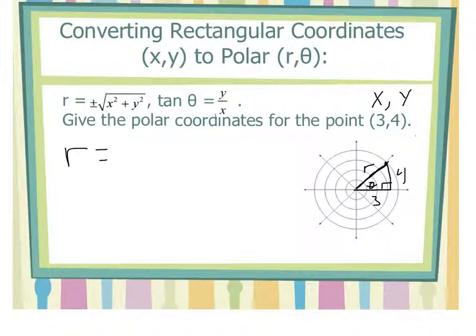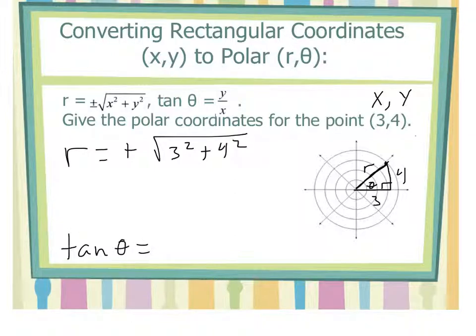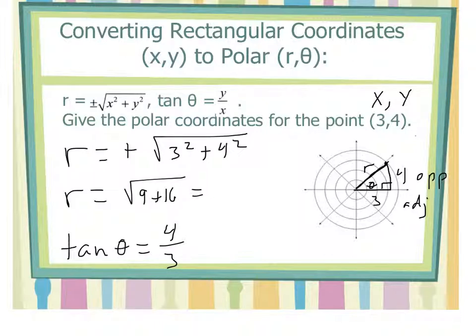Now this is in the first quadrant, so I know that this should be positive. If I did 3 squared plus 4 squared, that would give me r. And notice how this 4 over 3 is more or less the opposite over the adjacent, which is like a tangent ratio. So I could solve tangent of theta equals 4/3. I'll start with r. It's the square root of 9 plus 16. It looks to be one of those nice 3, 4, 5 right triangles where r is 5.